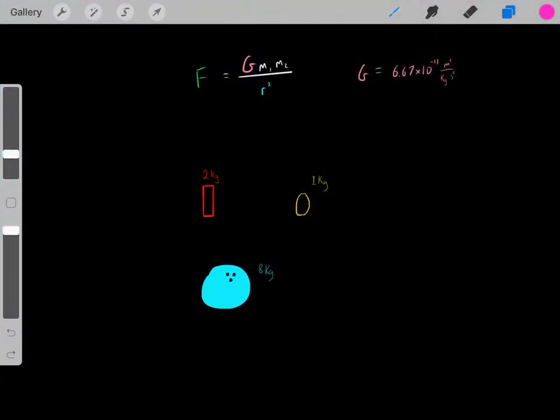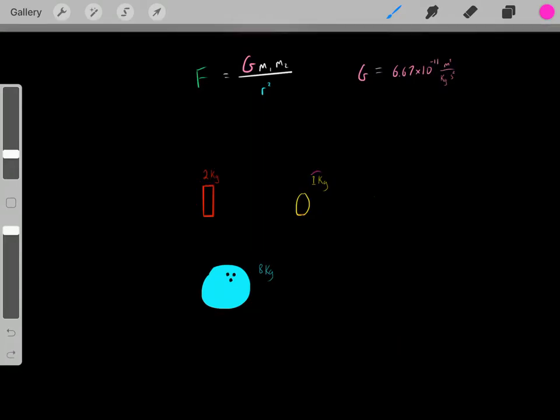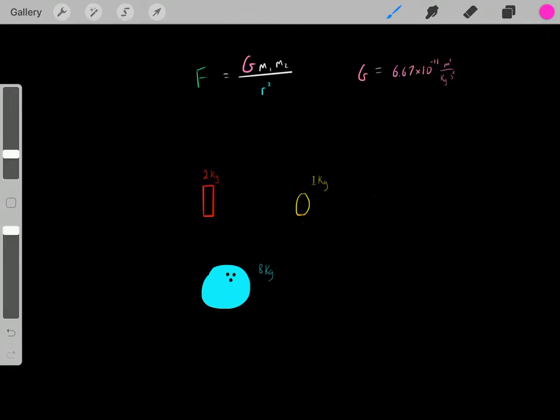So in our universe, whenever we have objects with mass, they feel attractive forces towards each other. For example, let's say we had this 2 kilogram red book, and let's say we had this 1 kilogram yellow lemon. Because both of these objects have mass, they're going to feel attractive forces towards each other.